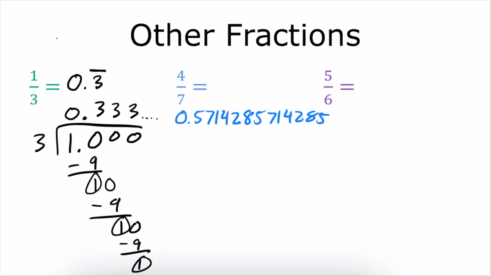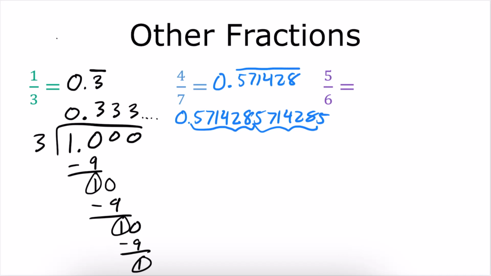And if you look at it, there's a pattern here where these 6 numbers are repeated over and over and over and over again. So the way that we would write this is we'd say 4/7 equals 0.571428, and that whole thing repeats. And that's how you would calculate that one.